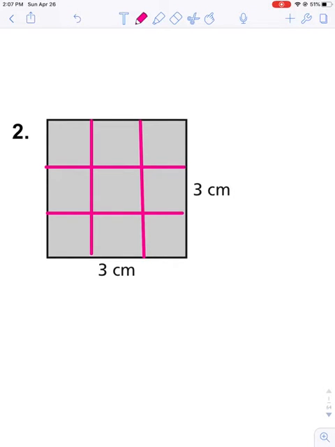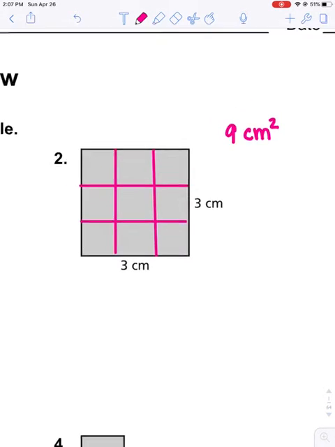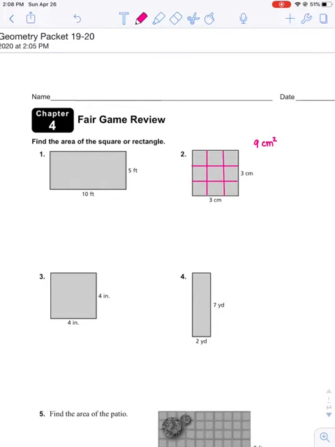And then area means how many squares there are. If you were to count them up, you would see that there are 9 squares, which is why we would say that the area is 9 centimeters squared. The squared comes from the fact that we're literally counting squares instead of just counting like a straight line. So that's what area is. I'm going to show you how to show the work for that.